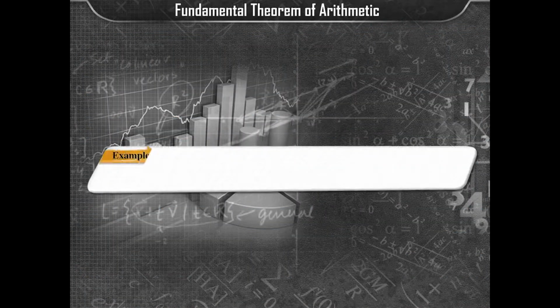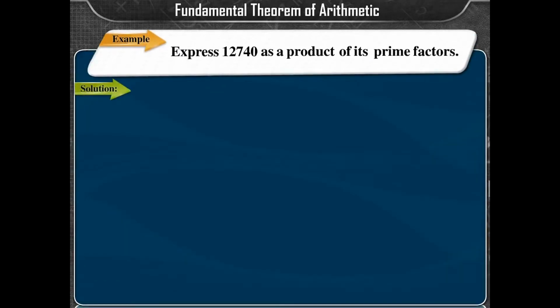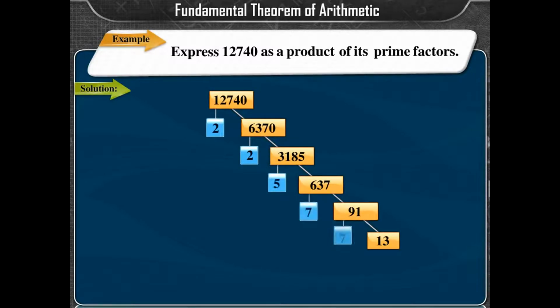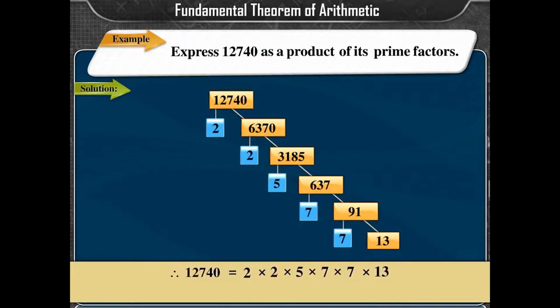Let us take one example. Express 12,740 as a product of its prime factors. Solution: factorize as shown in the table. We have factorized 12,740 as 2 × 2 × 5 × 7 × 7 × 13 as a product of primes. That is, 12,740 is equal to 2² × 5 × 7² × 13 as a product of powers of primes.